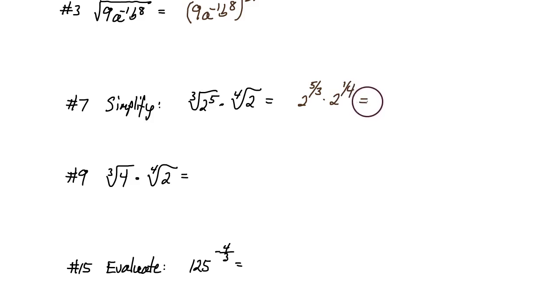And now apply the rule about adding the exponents. This makes 2 to the 20/12 plus 3/12, or 2 to the 23/12. Because the original problem had radicals and not exponents, we can convert back into radical notation. This is the 12th root of 2 to the 23 power.